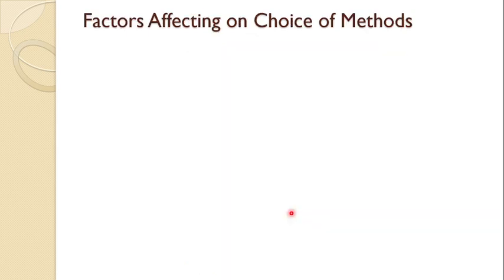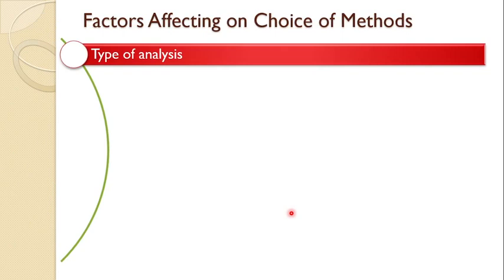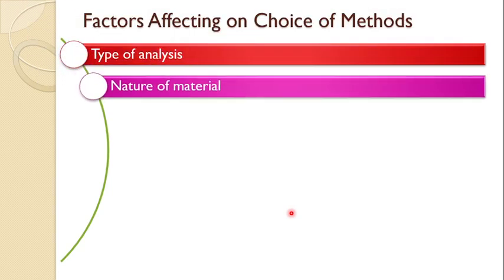And the last point is the factors affecting the choice of methods. If you analyze any compound, you have to select the method of analysis. Some parameters are most important for selecting the method. First, the type of analysis, which may be at the elemental level or molecular level. Whether it is routine or occasional analysis is most important. Then the nature of material, for example a radioactive substance or corrosive substance, which may affect the analysis. That is the major problem.